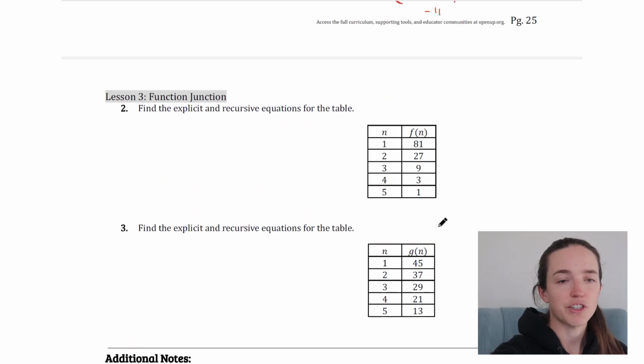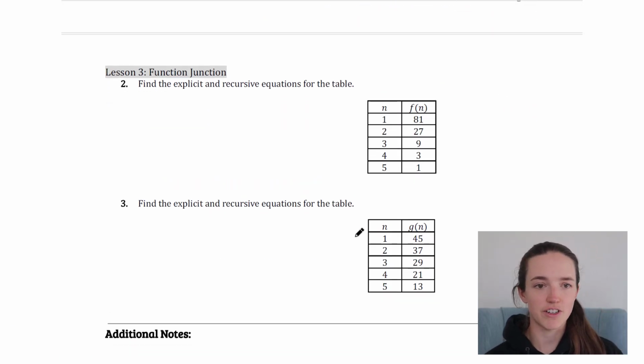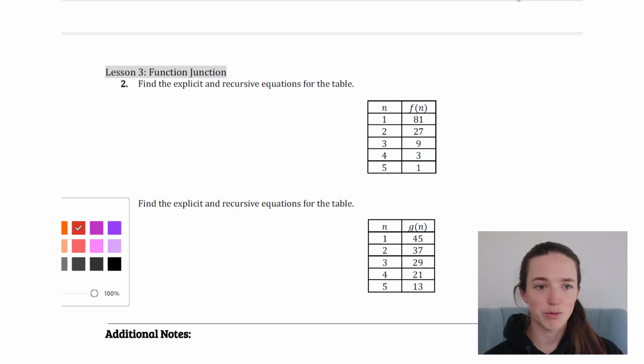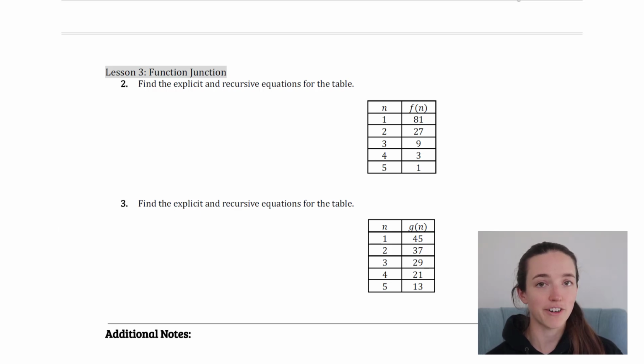Okay, the next two questions we just need to find the explicit and the recursive equations. As always, when we're writing an equation, we need to start by figuring out what the pattern is. So let's see, this is definitely decreasing from step to step, but I don't think it's subtraction because to get from 3 to 1 it'd be minus 2, but 81 to 27 is definitely not minus 2. So it must be division or multiplication. But remember, we can't use division when we're writing out an explicit or a recursive equation.